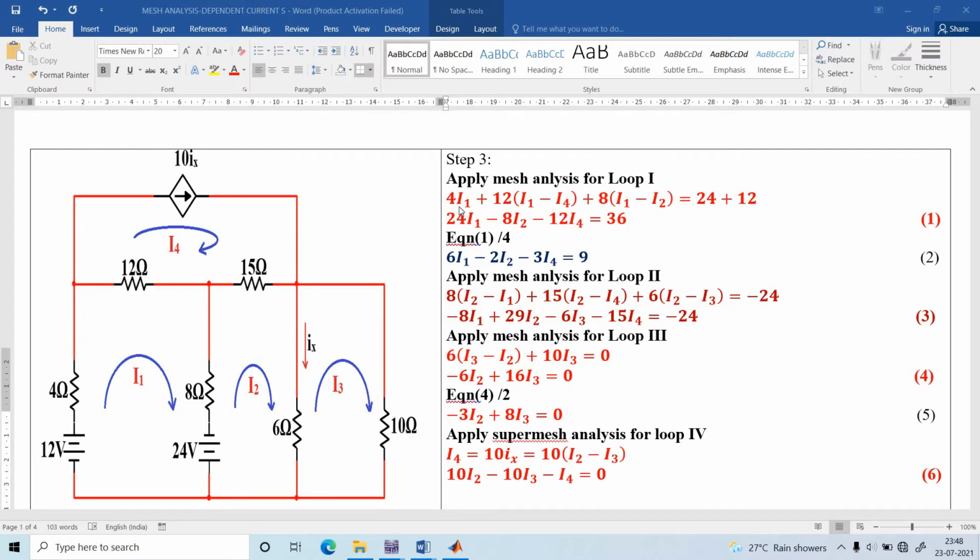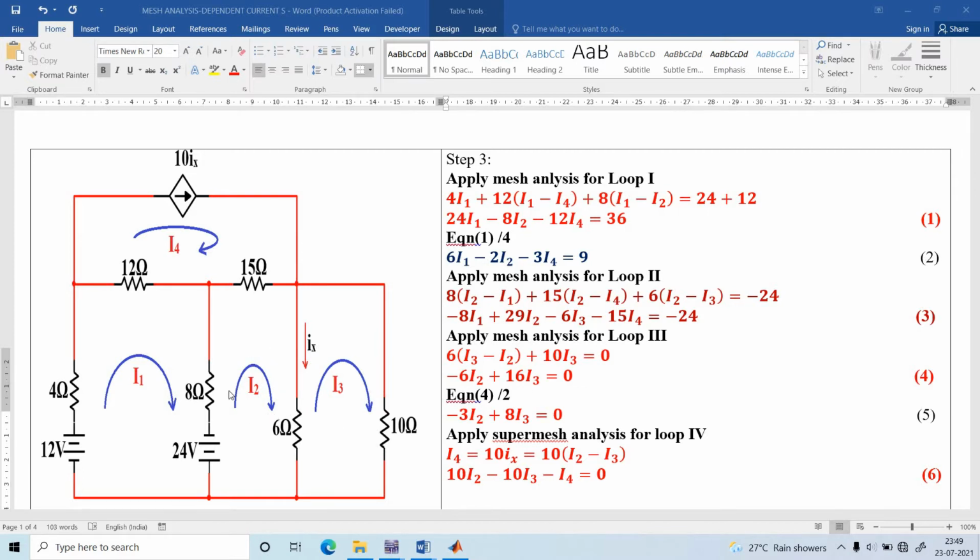I am going to reduce this: 4I1 plus 12I1 plus 8I1, that is 24I1. And next minus 8I2, next minus 12I4, equal to 36. This is equation number 1. Here all the numbers are divisible by 4. So dividing equation 1 by 4, I get 6 into I1 minus 2 into I2 minus 3 into I4 equal to 9. This is equation number 2.